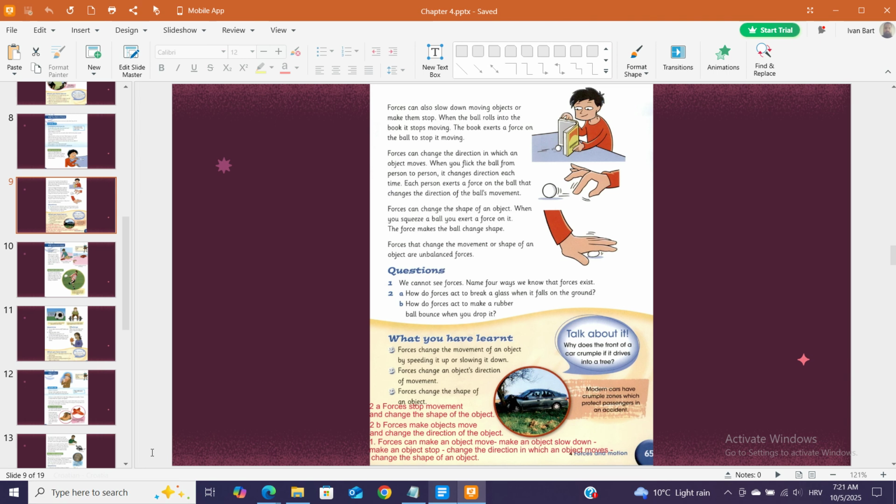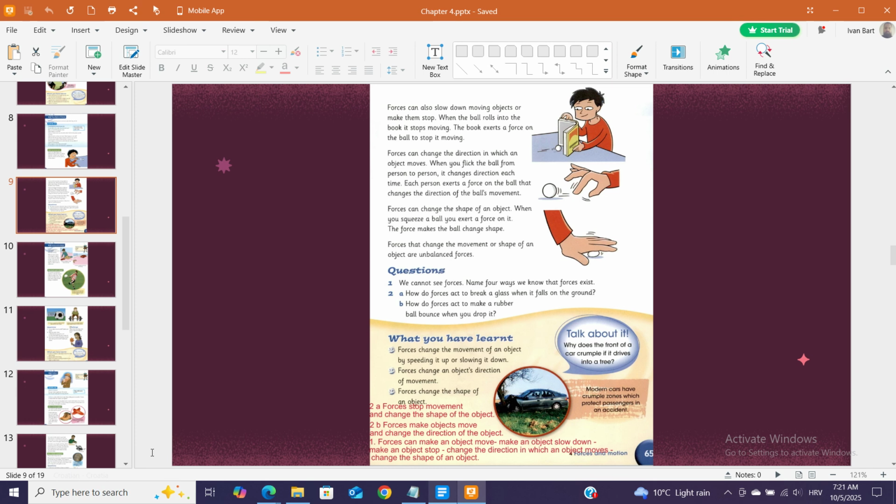Questions. 1. We cannot see forces. Name 4 ways we know that forces exist. 2. How do forces act to break a glass when it falls on the ground? B. How do forces act to make a rubber ball bounce when you drop it?